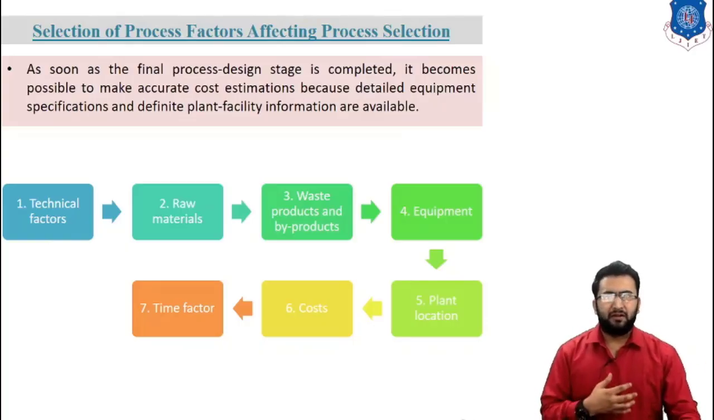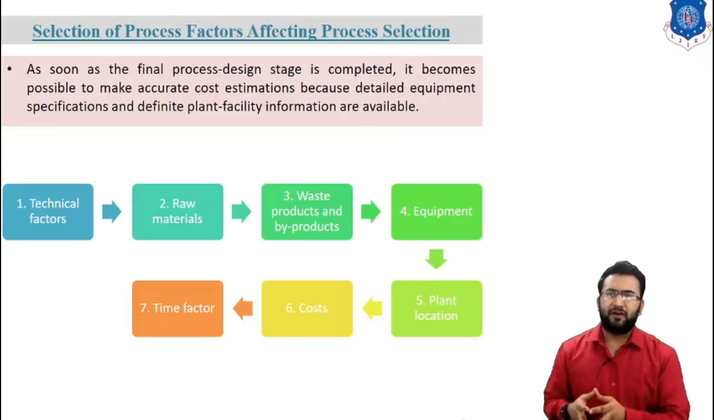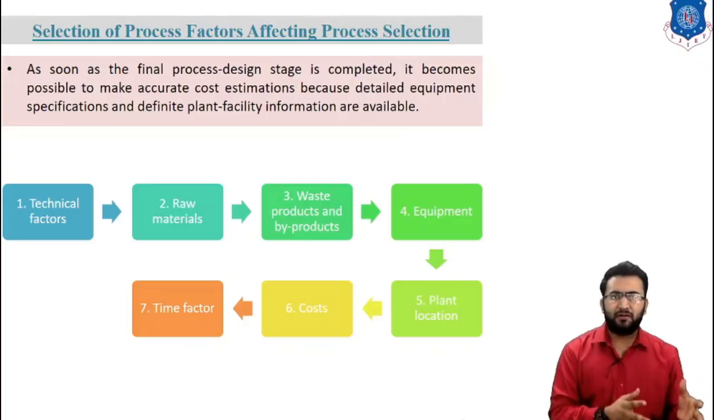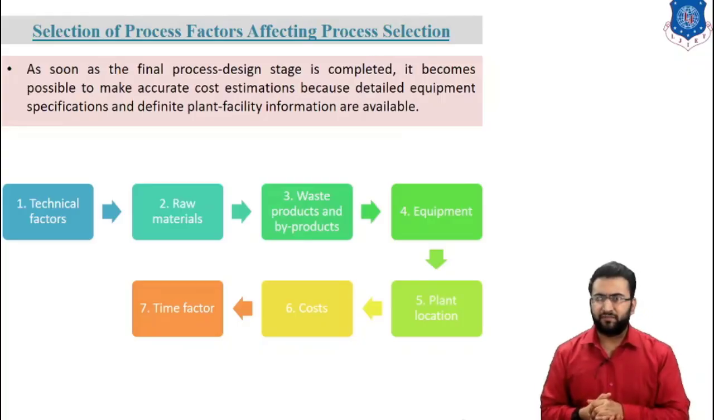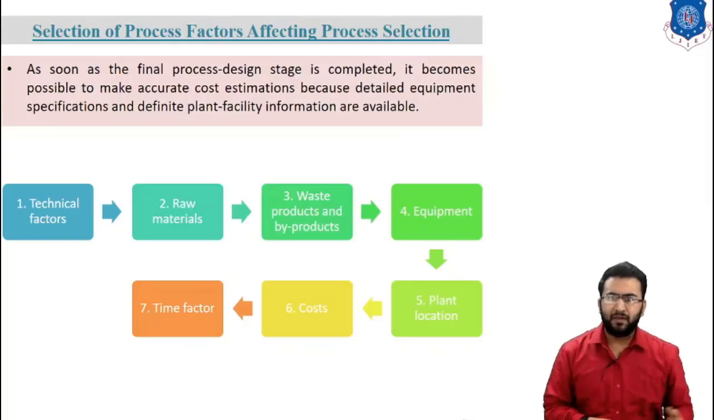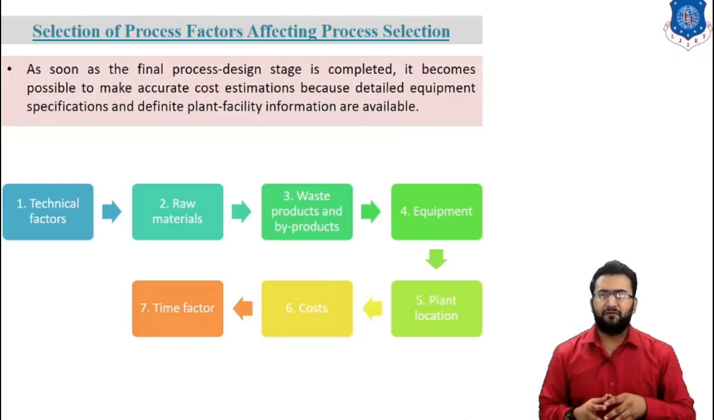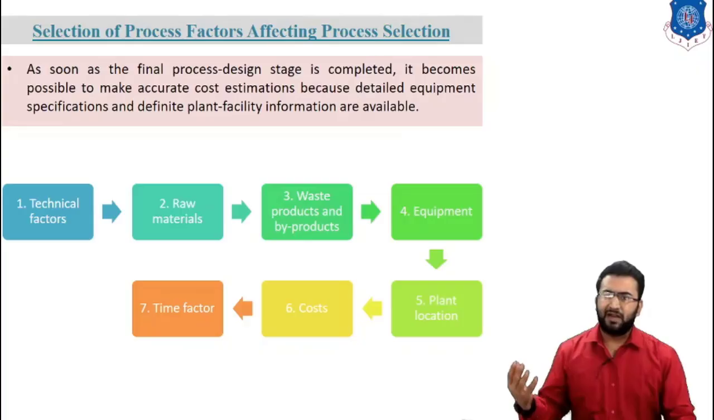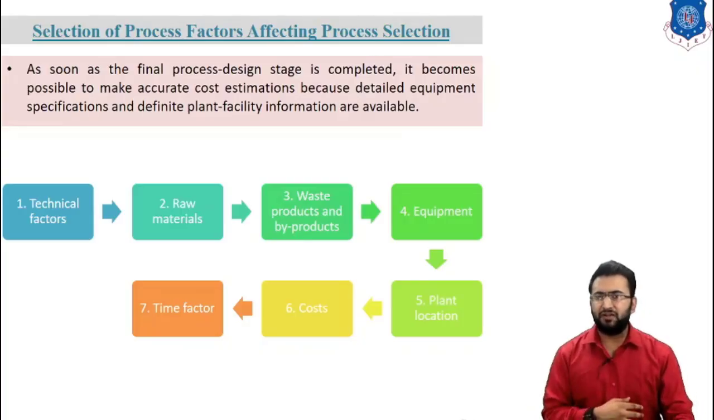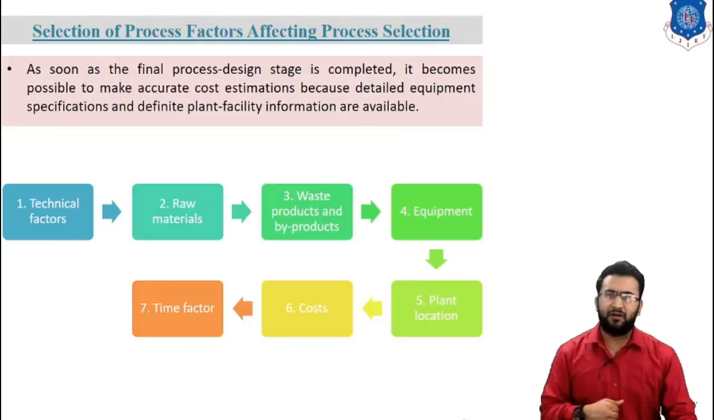Then plant location is also one important factor which affects the process selection. There are various factors which also affect plant location, such as the amount of land required, transportation facility, proximity to market and raw material source, availability of service and power facility, availability of labor, climate of that place, legal restriction and taxes of that place. So these all are factors which affect plant location.